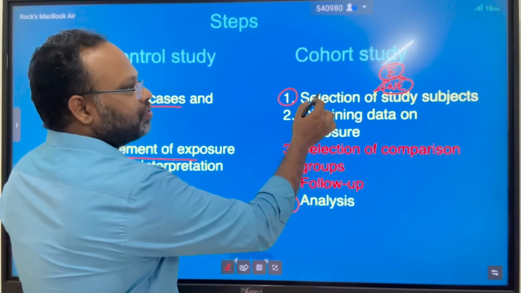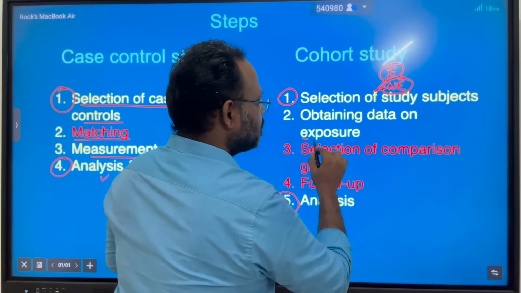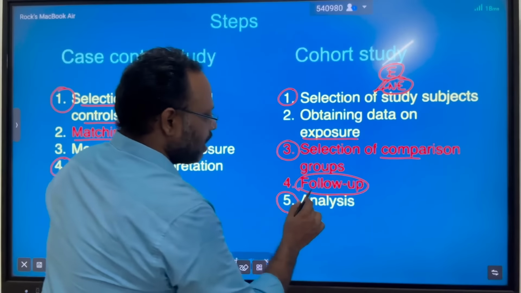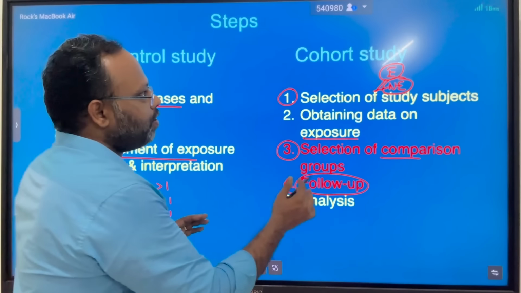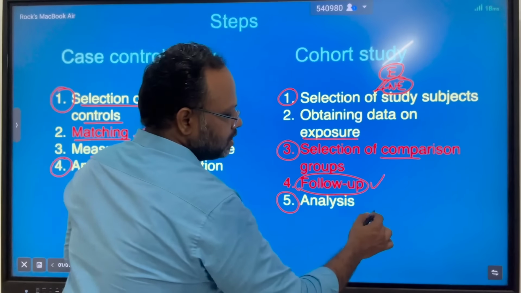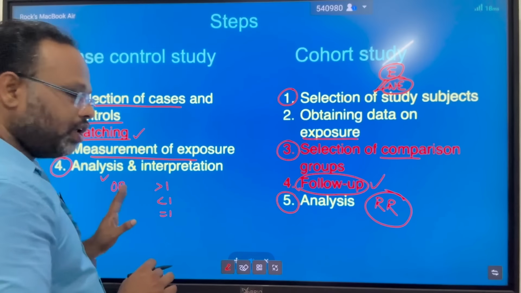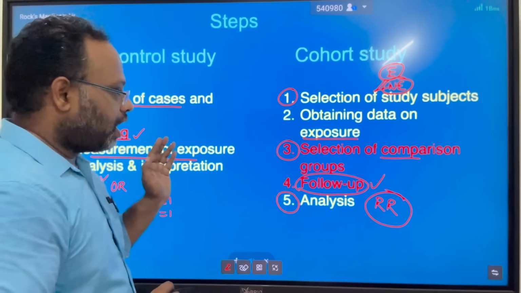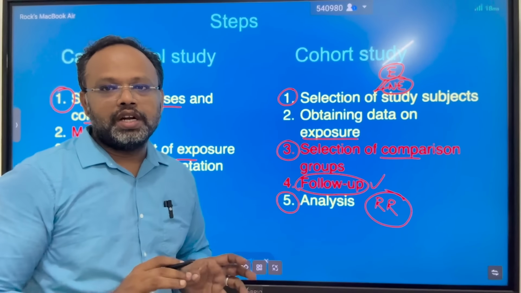Same way here, after the selection of the study subjects, the exposed and non-exposed, then we measure the data on the exposure, then we select the comparison groups, then we need to follow up. As matching is the most critical and complicated step in case control study, same way in cohort study, the most difficult step is the follow up. Then finally we land up in analysis. Here the parameter is the relative risk. The interpretation will be similar to your odds ratio. So the best measure of association here is relative risk, and for case control study it is odds ratio. So these are the steps involved in case control study and cohort study.